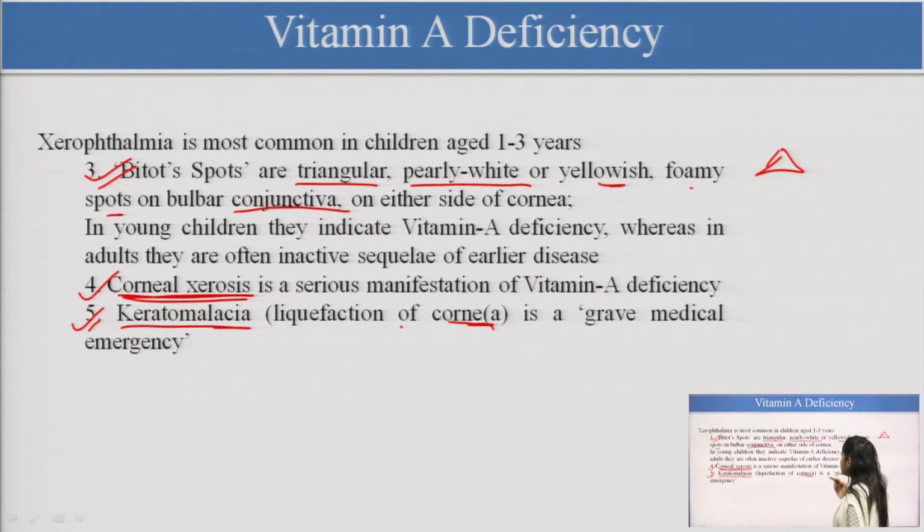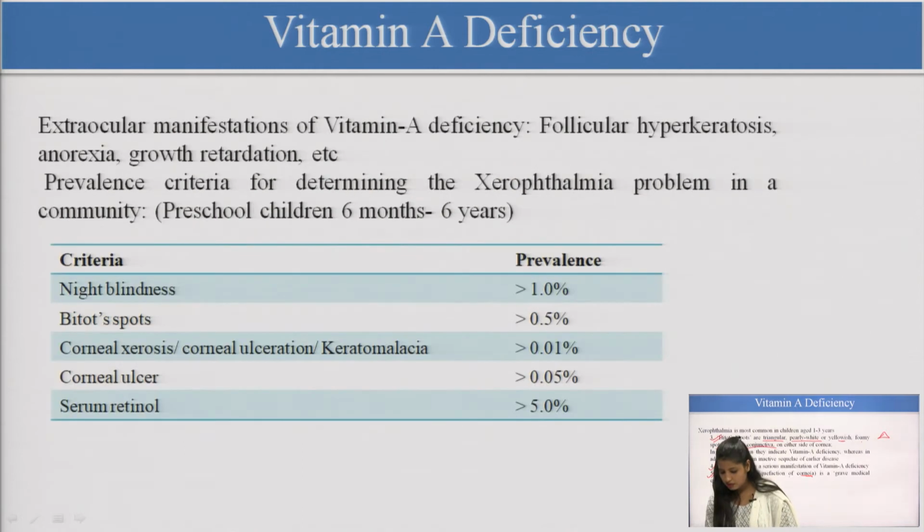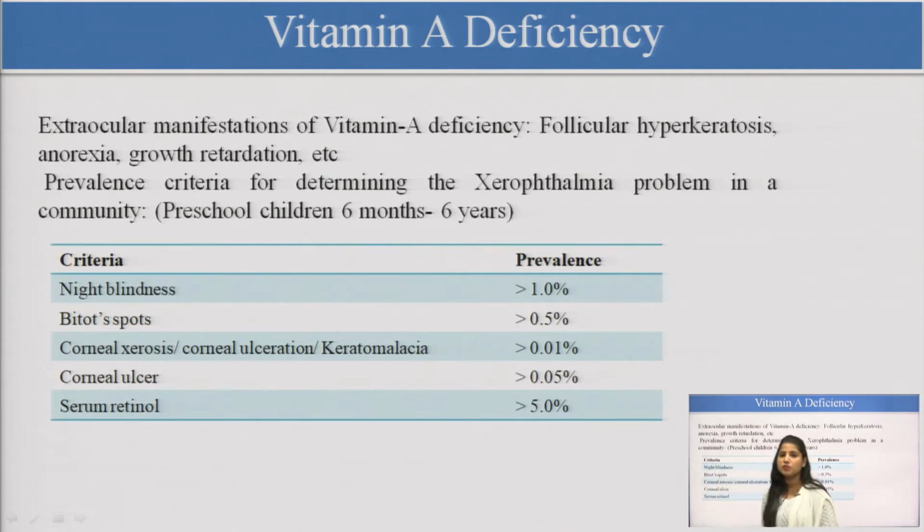So, these are some of the conditions associated with vitamin A deficiency, and there is some prevalence, meaning what percentage of the population is suffering from these problems. On that basis we have decided which programs to launch. Now, see, the extraocular manifestations of vitamin A deficiency, this is the extraocular.